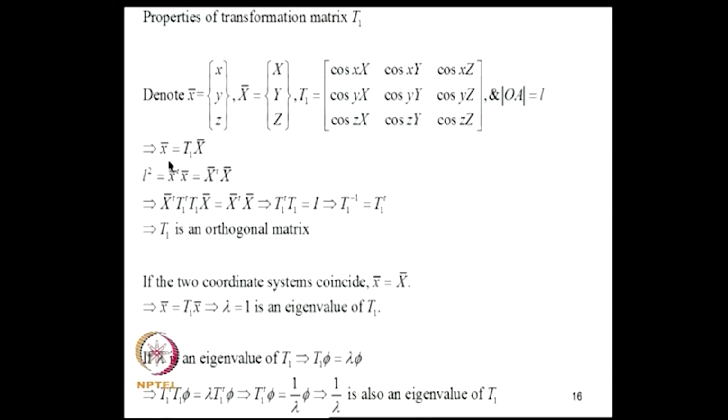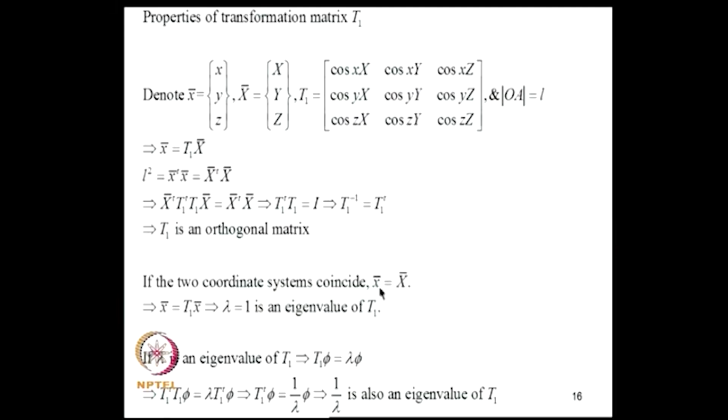So, now for this x bar transpose, I will write capital X bar transpose T1 transpose. And for this x bar I will write T1 X bar. So, this must be equal to X bar transpose X bar by this relation. So, if you observe now, you see that T1 transpose T1 must be the identity matrix, therefore, T1 inverse is T1 transpose, or in other words T1 is an orthogonal matrix. Now, that is one important property of the so called rotation matrix.